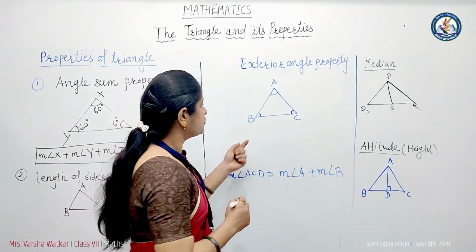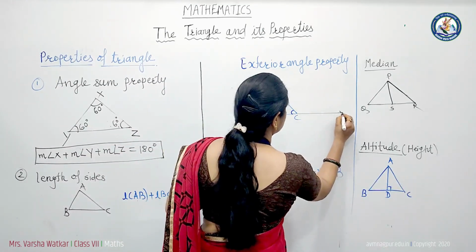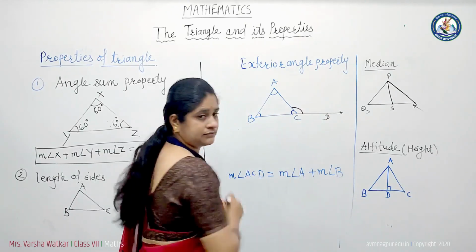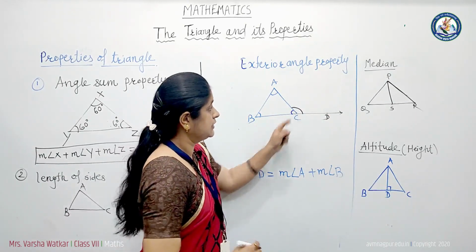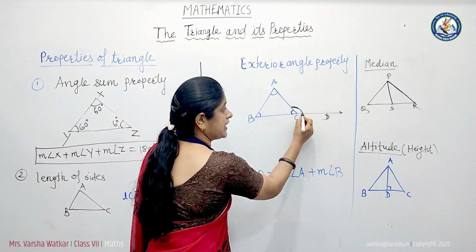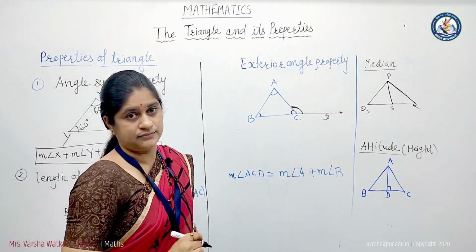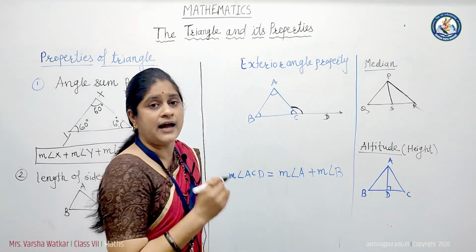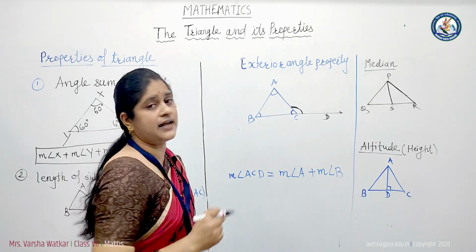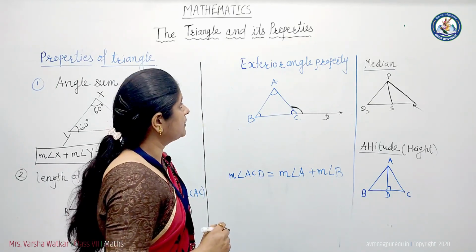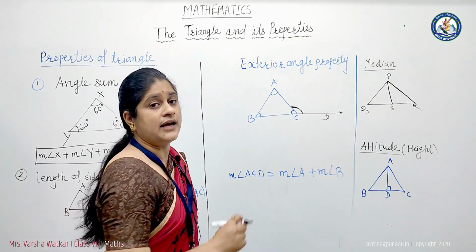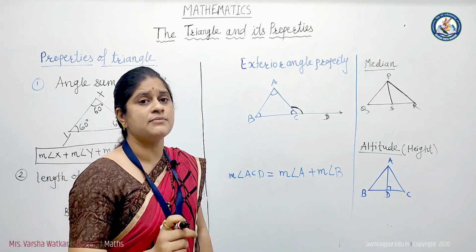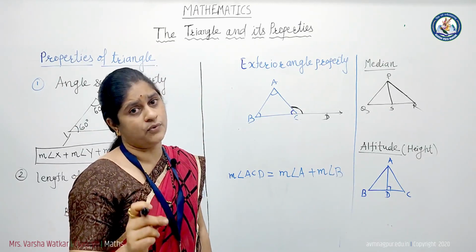Now, if I produce BC here, if I take point D, extending BC to D, one angle is formed here. This angle ACD is outside the triangle. Though this angle is outside the triangle, it is called the exterior angle of a triangle. And according to the property of the exterior angle of a triangle, the exterior angle of a triangle is equal to the sum of its interior opposite angles.